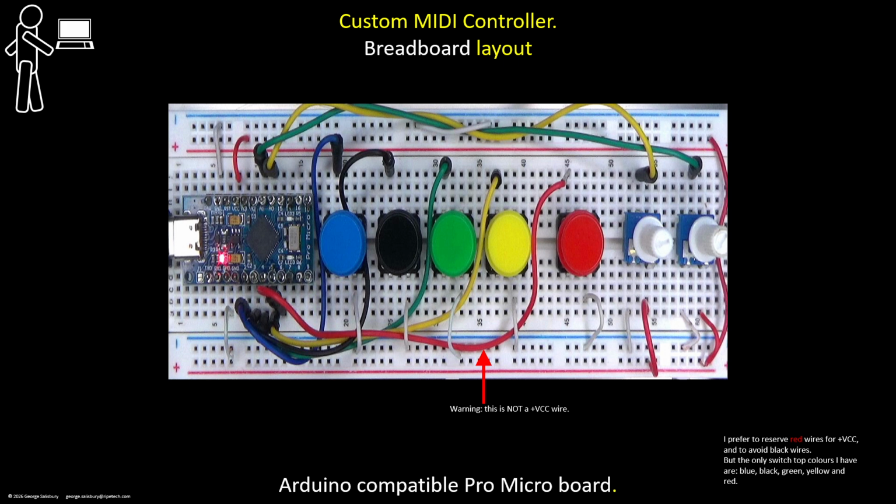I prefer to use red wires only for the plus voltage. However, the switches that I had, and I wanted 5 of them, I only got 5 different coloured caps, and unfortunately red was one of them. So I've used a red switch cap with a red wire, but please note that's not a plus VCC wire. It's a signal, not a voltage wire.